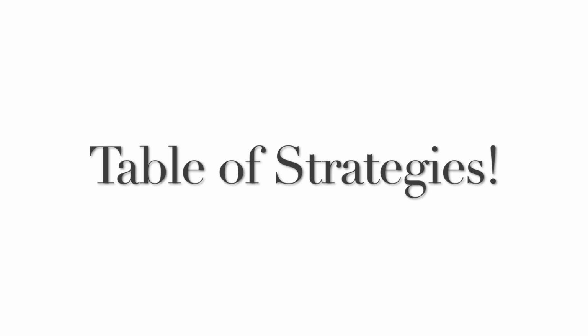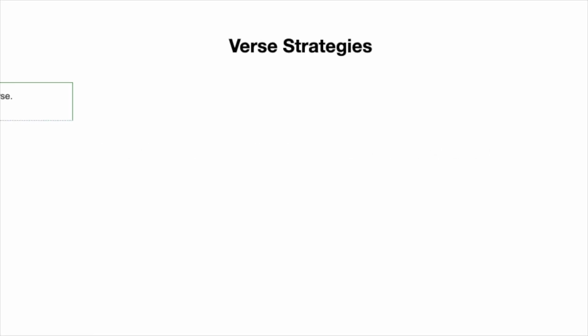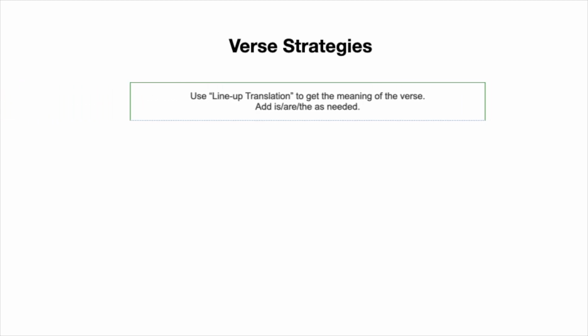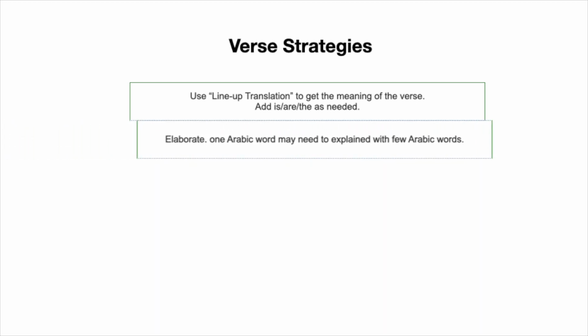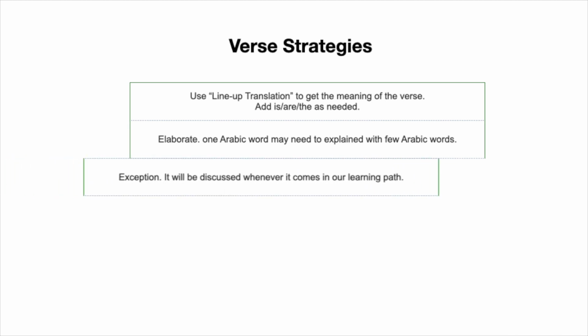Let's review the table of strategies. Use line-up translation to get the meaning of the verse. Add is, are, the as needed. Elaborate. One Arabic word may need to be explained with a few Arabic words. Exception. It will be discussed whenever it comes in our learning path.